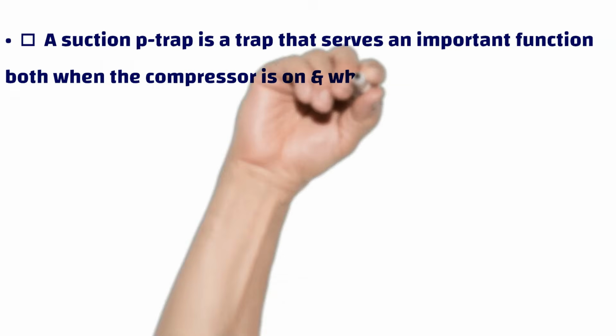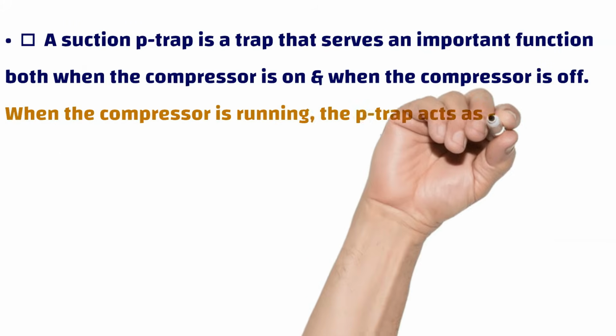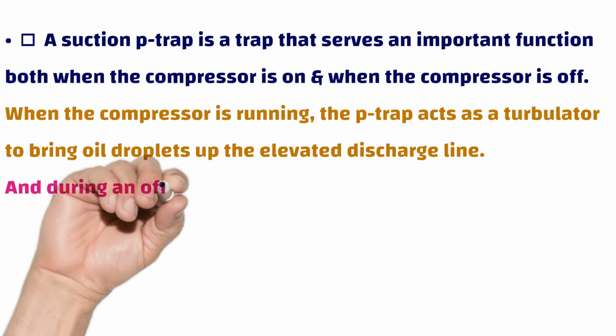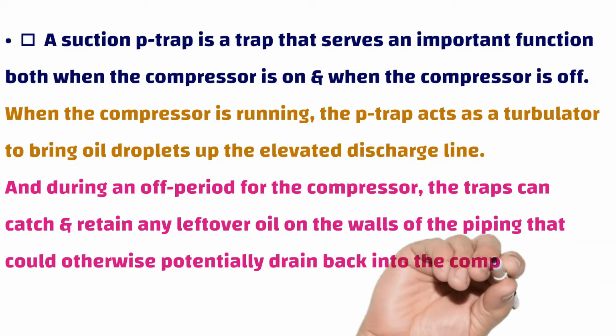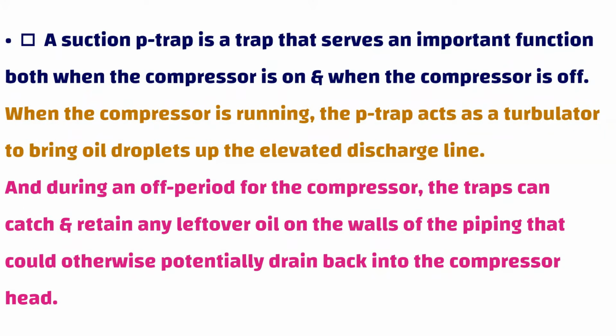A suction P-trap is a trap that serves an important function both when the compressor is on and when the compressor is off. When the compressor is running, the P-trap acts as a turbulator to bring oil droplets up the elevated discharge line. And during an off period for the compressor, the traps can catch and retain any leftover oil on the walls of the piping that could otherwise potentially drain back into the compressor head.